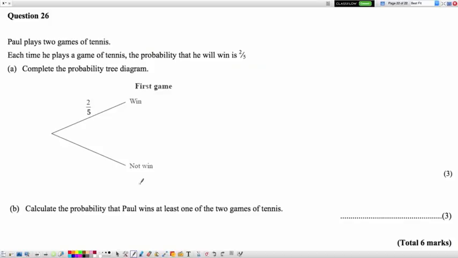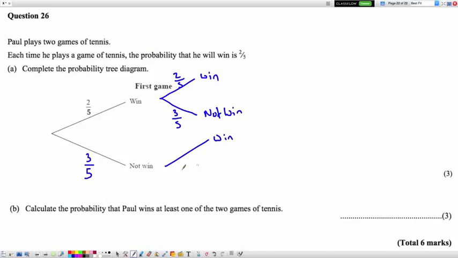Paul plays 2 games of tennis. Each time he plays a game of tennis, the probability that he will win is 2 over 5. Therefore, the probability he does not win is 3 over 5. Completing the tree diagram, we have further branches here for win and not win. The probability remains the same, so 2 over 5 and 3 over 5. And repeats here for win and not win. 2 over 5 and 3 over 5.